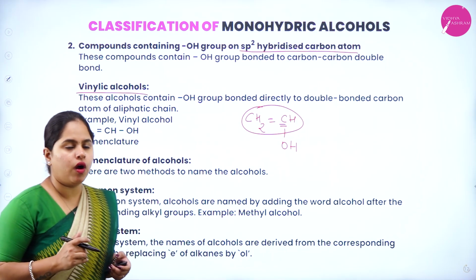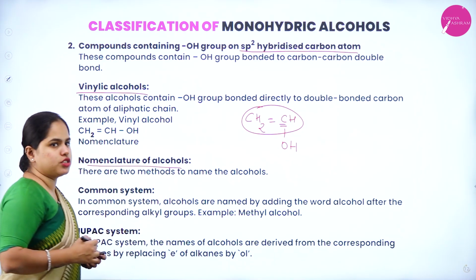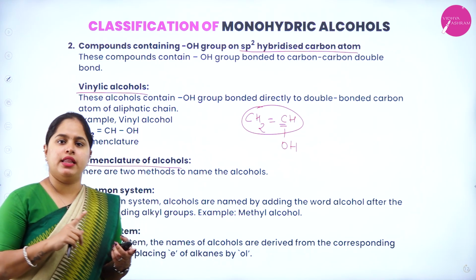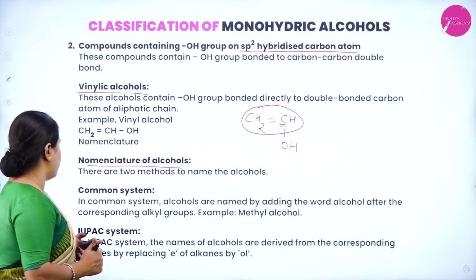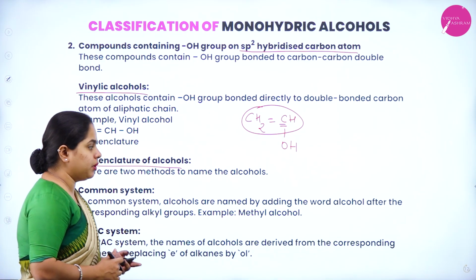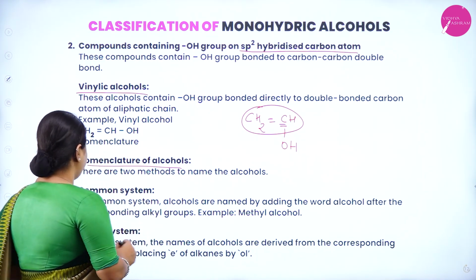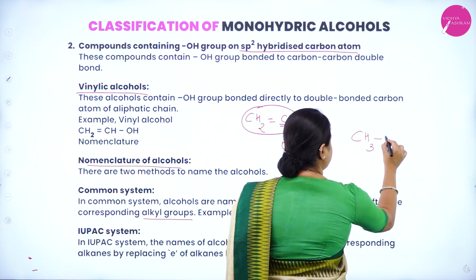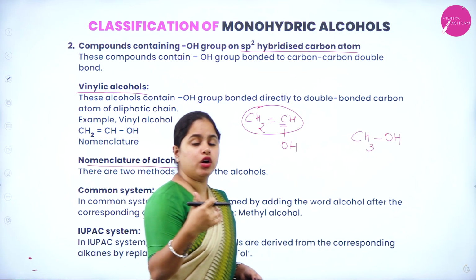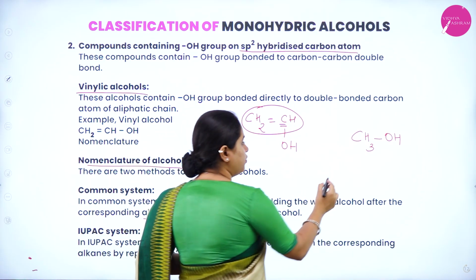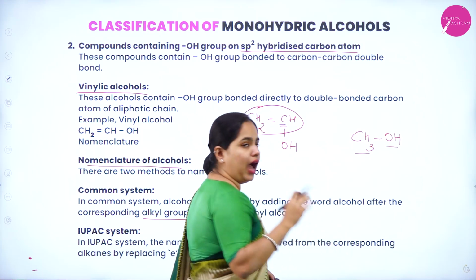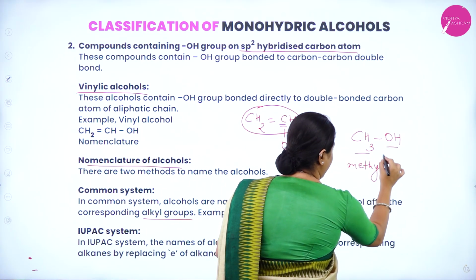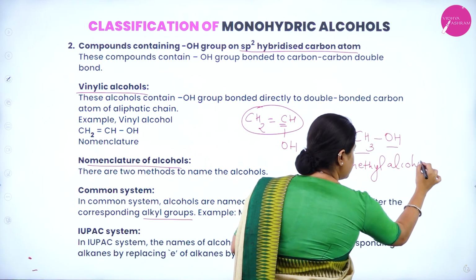Now we are going to move on with the nomenclature of alcohols. We already know there are two ways in which we can name alcohols. One is the common name, another one is the IUPAC nomenclature, right? In the common system, alcohols are named by adding the word alcohol after the corresponding alkyl group. So if I am taking CH3OH, how do you name it according to the common system? You name the alkyl group, then end it with the word alcohol. Which alkyl group is this? It is methyl. So it is methyl alcohol.